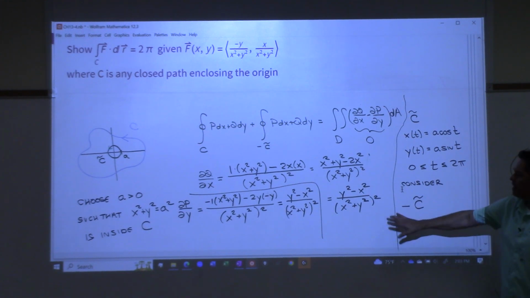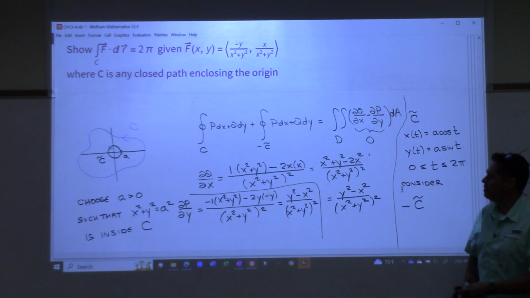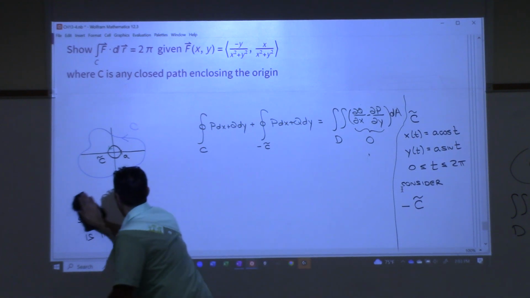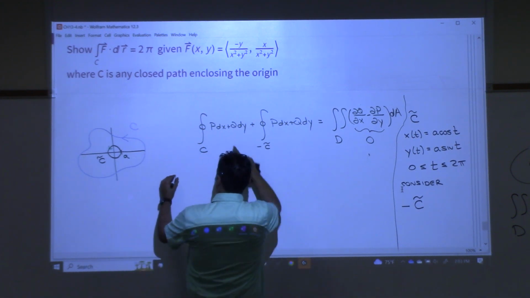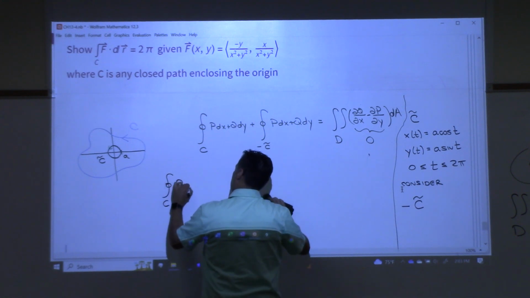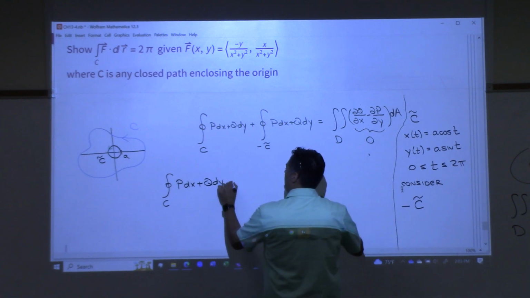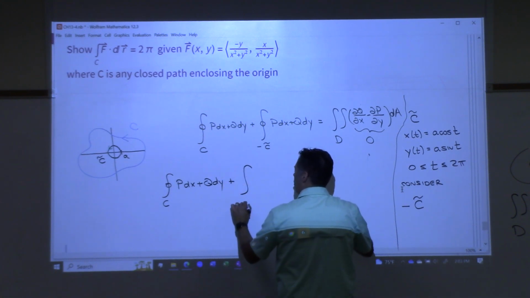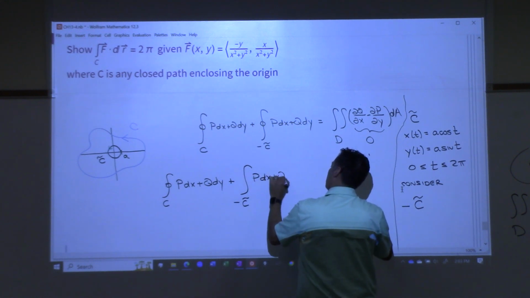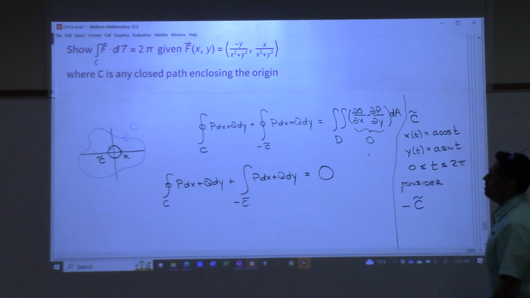So, can I erase this yet? You all right with me getting rid of this? Okay, so here's where we are. We have that the line integral over C of P dx plus Q dy, plus the line integral over negative C tilde of P dx plus Q dy, must equal 0, right?